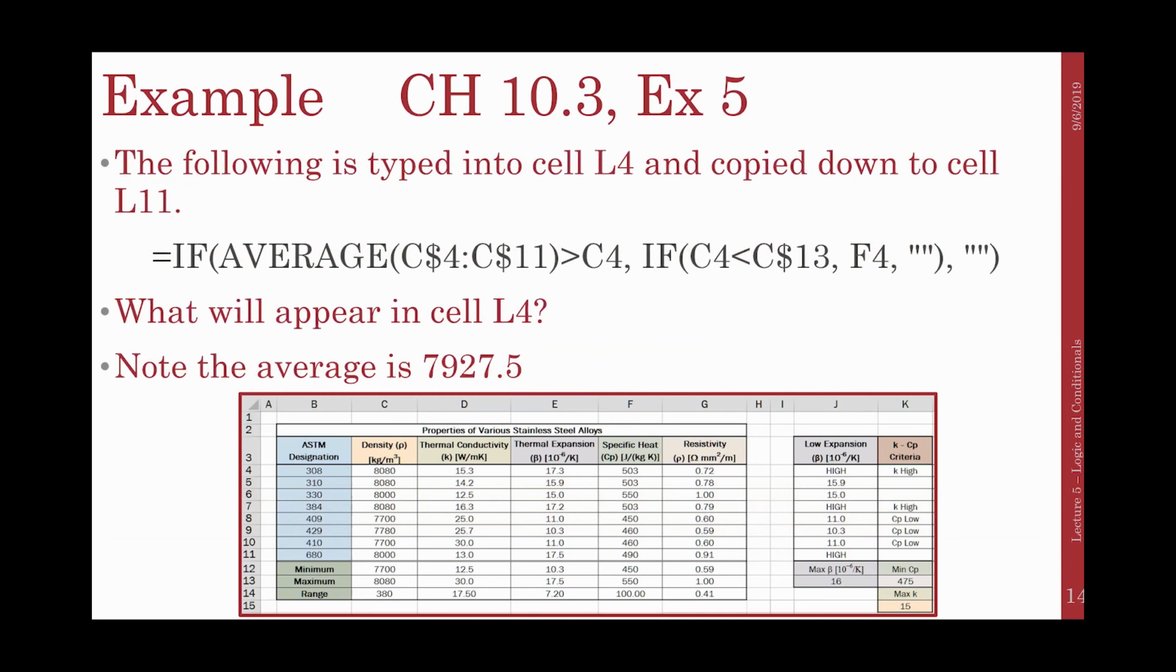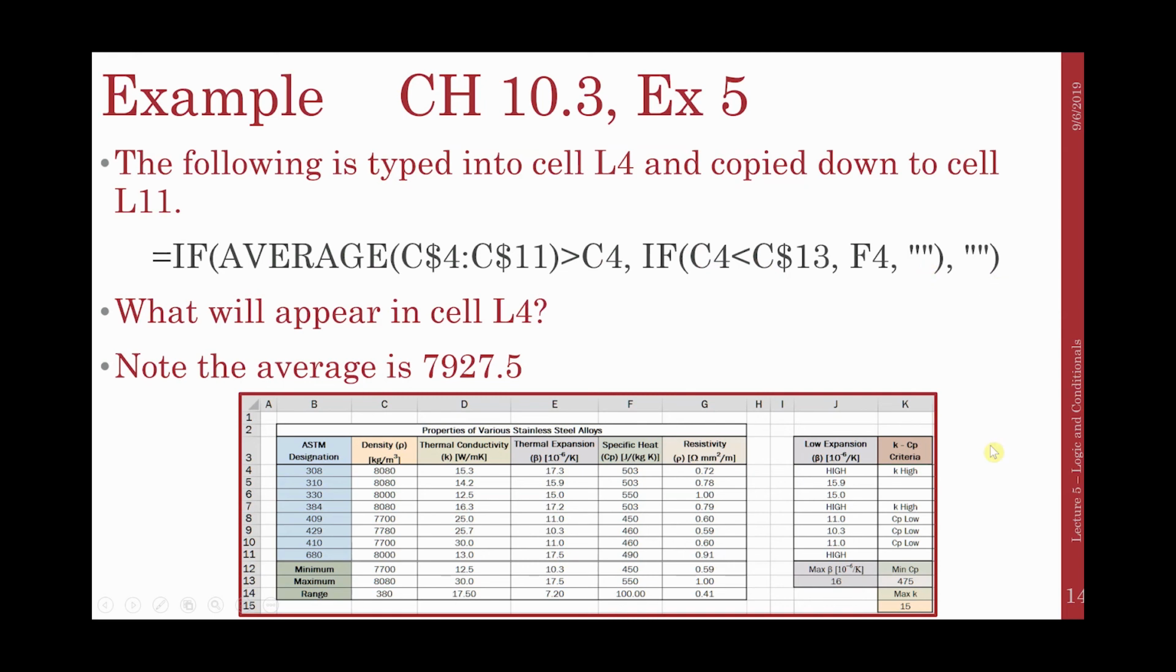So if we look at another example where we have the following typed into cell L4 and copied down to L11. I say if the average of C4 to C11 is greater than C4, go ahead and trigger the second if statement that says if C4 is less than C13, put in the value in F4. If not, put in a blank, and if everything is wrong to begin with, put in a blank.